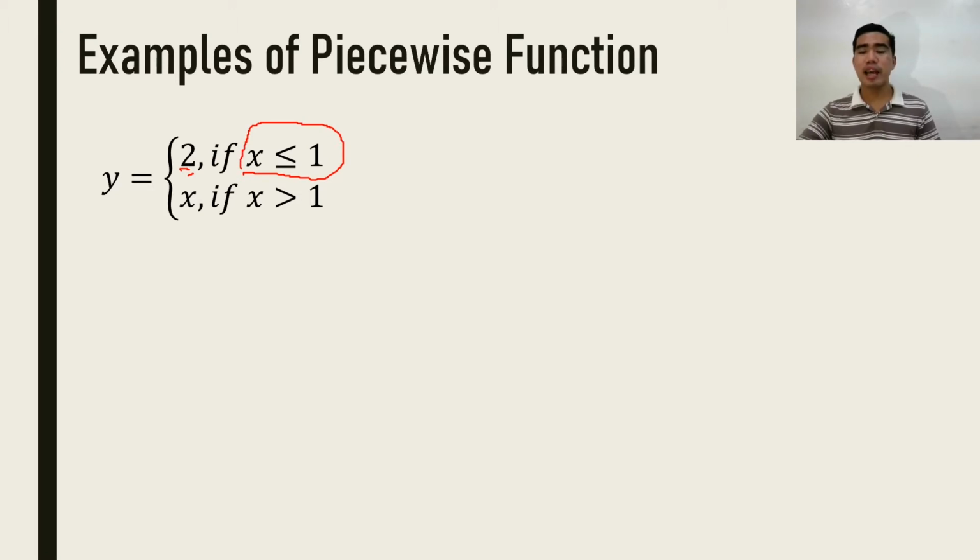Sa x less than or equal to 1, meaning like 0, negative 1, negative 2. So pag ma-fall dito sa condition, we will use this one. Okay, this 2. Now, what if greater than 1? So of course, since hindi na mag-satisfy dyan sa ating first na condition, we will go through with our second condition, which is x greater than 1. So ito naman yung gagamitin natin na equation. That's how to read piecewise function.